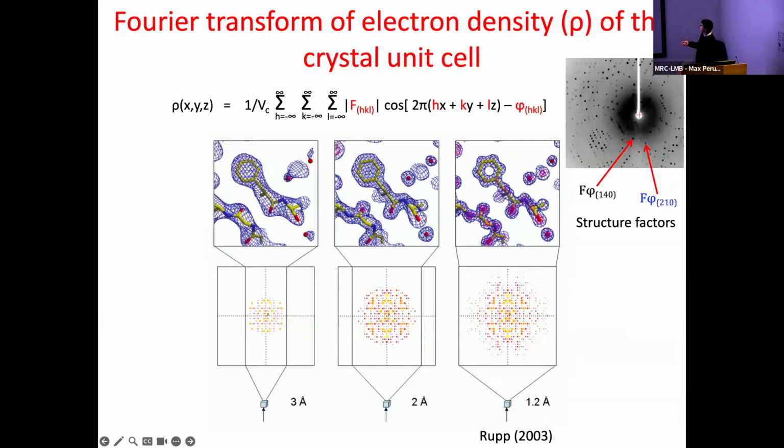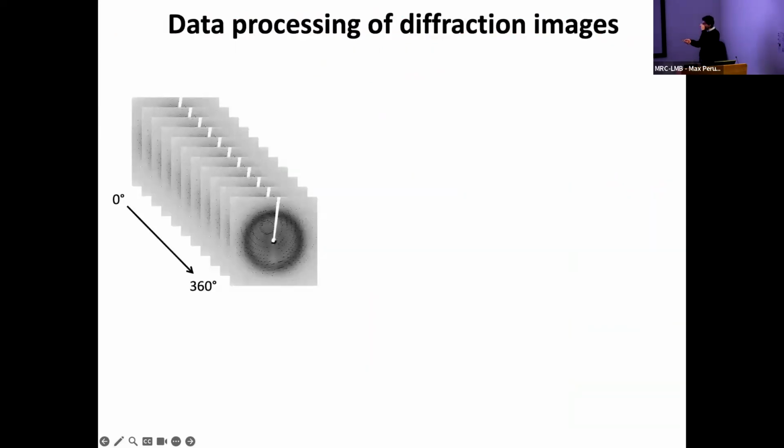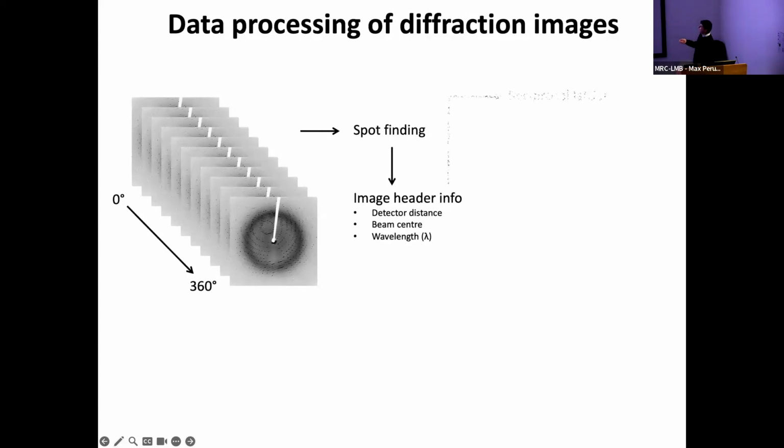But how is this done? Imagine you collected a data set, let's say 360 degrees, 1 degree each image, so you have 360 images. First of all, you use the software to find the spots, which can easily be identified because they're much darker than the background. Once you find all the spots, you need to know how far the detector is from your crystal, where exactly the center of the beam is, and the wavelength lambda. Once you have this information, using the Bragg law, you can reconstruct your reciprocal lattice.